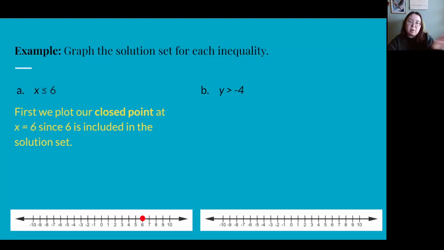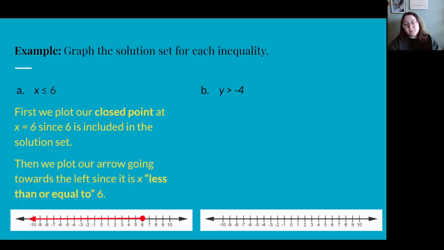Then we want to figure out which direction to color in the number line. This is x less than or equal to 6, so it's the lesser values of 6. So we want to color in going to the left. Left is less. So you can follow that wording there. If it's less, you go to the left. If it's greater than, it's to the right. There's no nice alliteration with that one. But if you remember left is less, then the opposite is true for the right and greater. So that's what we want to remember.